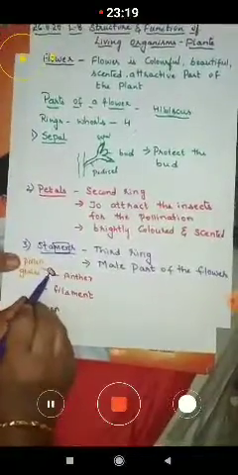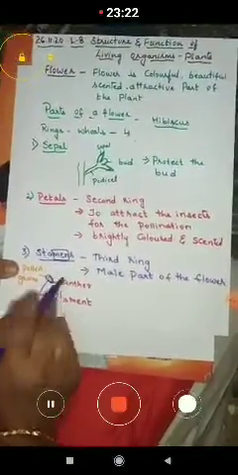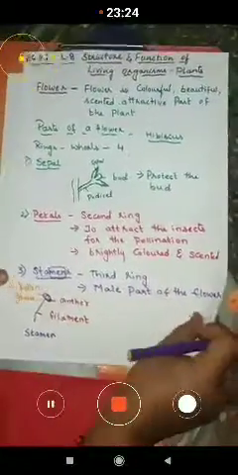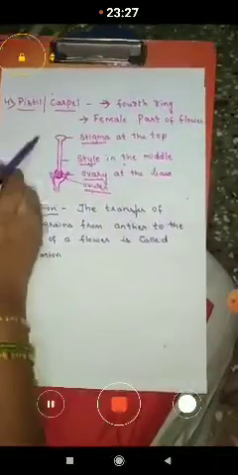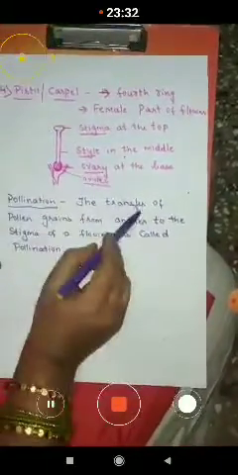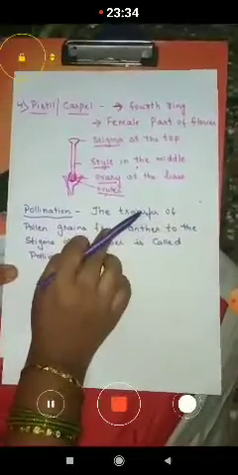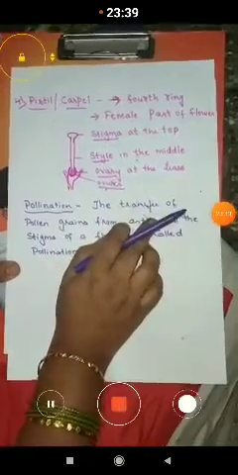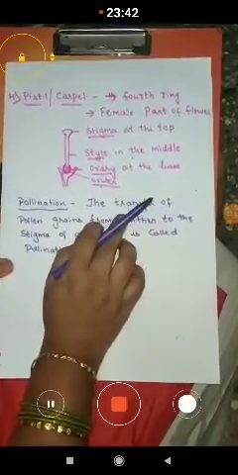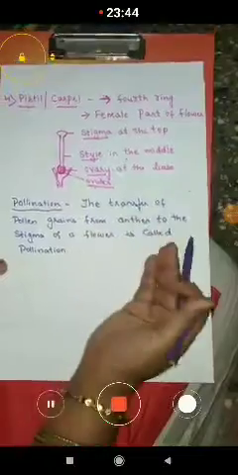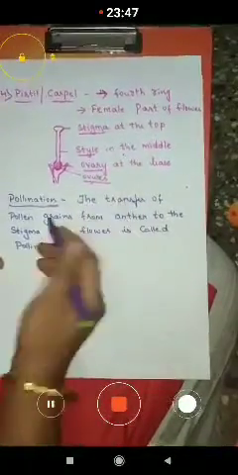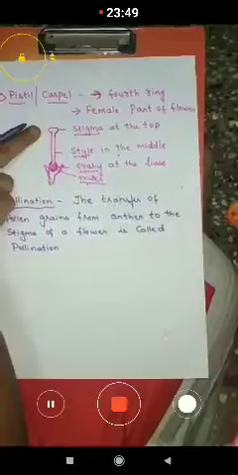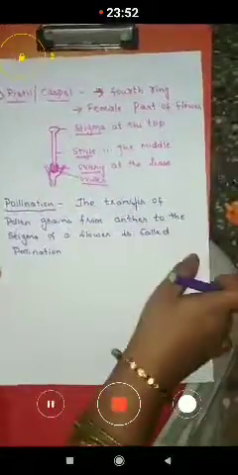Now here you see, this is the anther. It produces the pollen grains. When these pollen grains are transferred to the stigma, how are they transferred? It may be by insects, by butterflies, or by birds, or by the wind, or through water. So these pollen grains are being transferred. So when it is transferred, what happens?